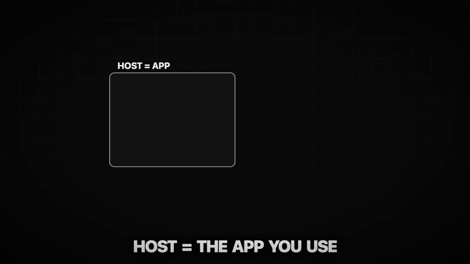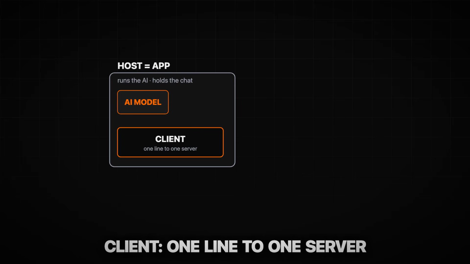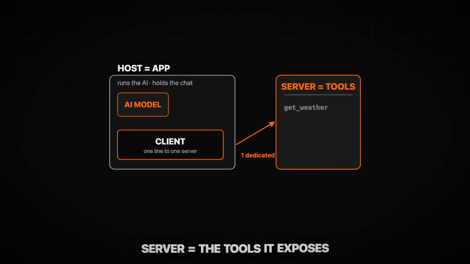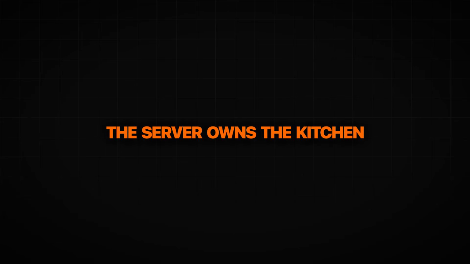It runs the AI and holds the conversation. Inside it lives a client, and that client opens one dedicated line to a server. One client, one server. The server is the thing with the tools. It might be a tiny program on your laptop or a service across the internet. The host runs the model. The server owns the kitchen. They never get confused about whose job is whose.